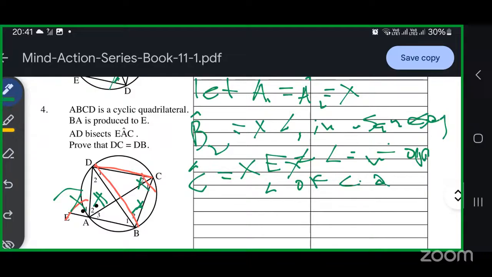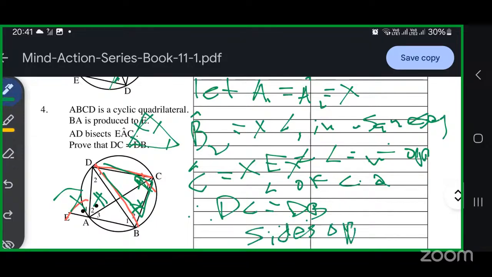Okay, now in this triangle, this is an isosceles because of those angles. These angles are equal, therefore these sides will be equal as well. Therefore, DC is equal to DB. Reason being, those sides are opposite equal angles. Then you are done.